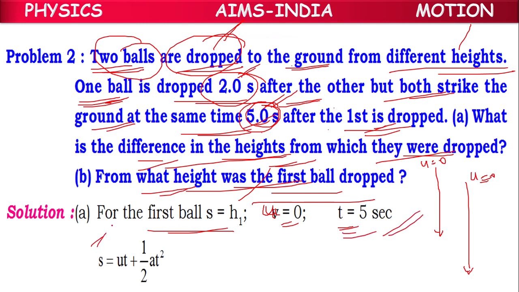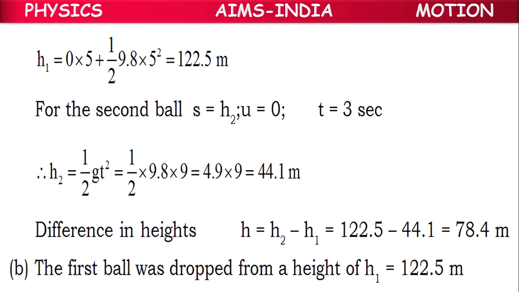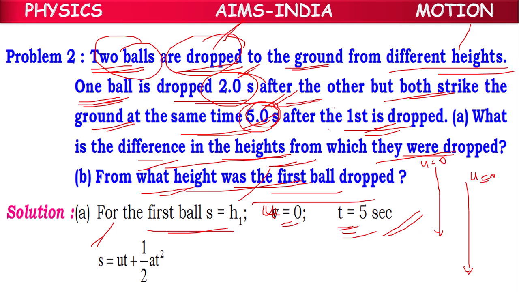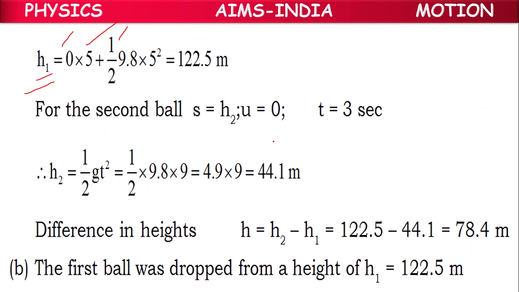So now what is S? S = ut + half a t square formula. So S for h1: u is 0, time 5 seconds, half. They are dropping down, so the acceleration value is plus g. So plus 9.8 into 5 square, half, 122.5 meter. This is the height of the first ball.